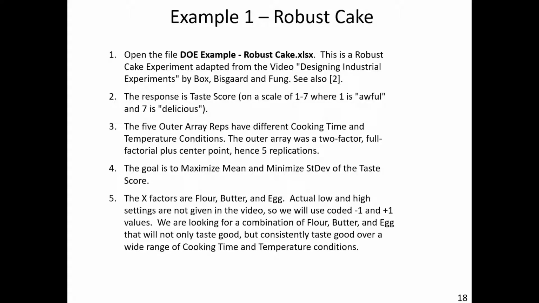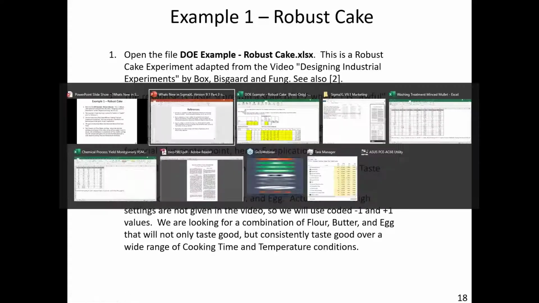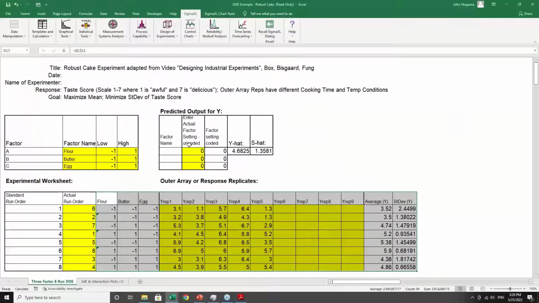So we're ready to look at an example, and the example is the DOE example robust cake. This is a very, very simple example, and we'll bring that up. This is from our workbook, and this comes from a book called Designing Industrial Experiments, Box, Bisgaard, and Fung. It's an oldie but a goldie. And you have 3 factors: flour, butter, and egg. We're not given the actual settings, we're just given the coded values of -1 to +1.